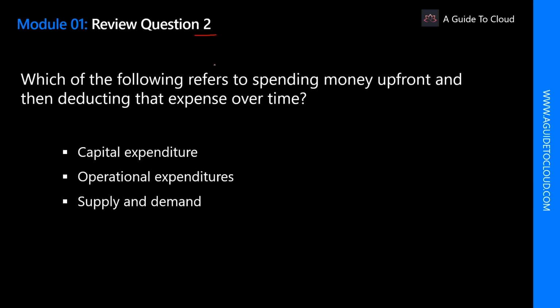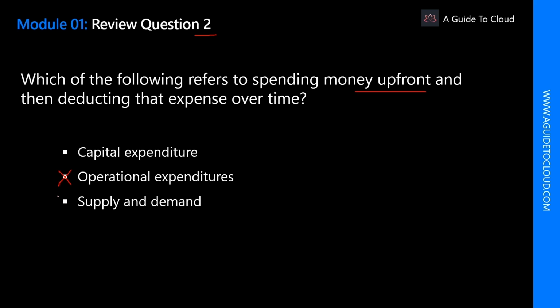Let's go through the second question. Which of the following refers to spending money upfront and then deducting that expense over time? So we're going to find out the type of IT funding model which refers to spending money upfront. Is it operational expenditure? Definitely not. Operational expenditure is where you only pay for what you use. It's called OPEX model. So that is, you're not going to pay upfront.